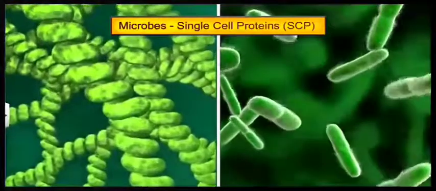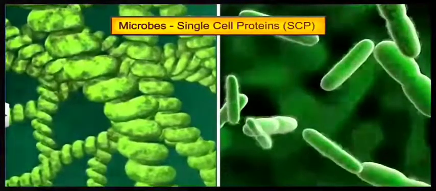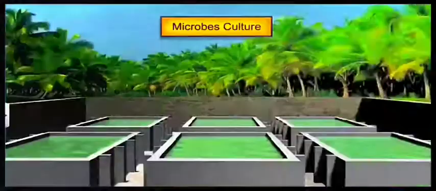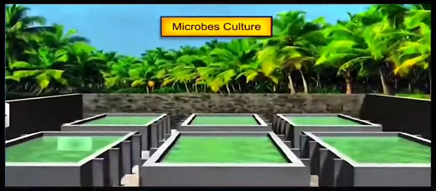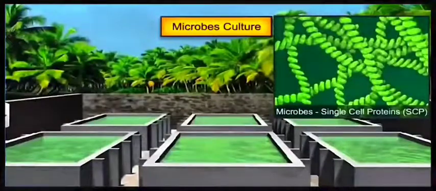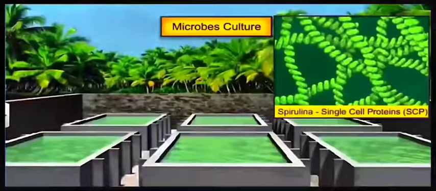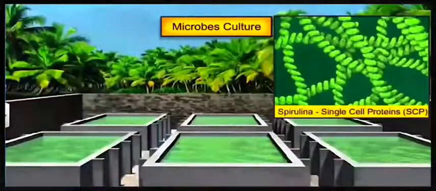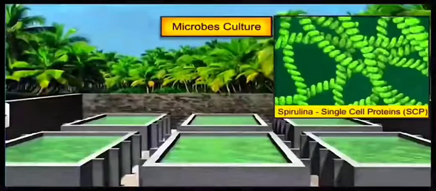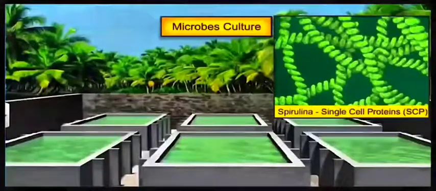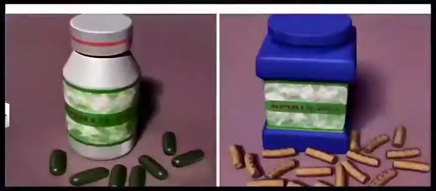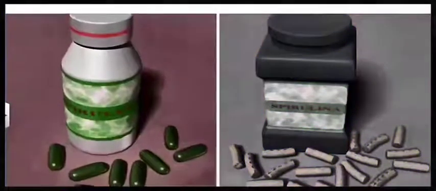In SCP, we culture the microbes for their nutrients. A very good example of a very good source of protein, minerals and vitamins, along with fat and carbohydrate, is spirulina. It's a blue-green algae. And this spirulina can be used in the form of a human food supplement as well as an animal feed supplement.